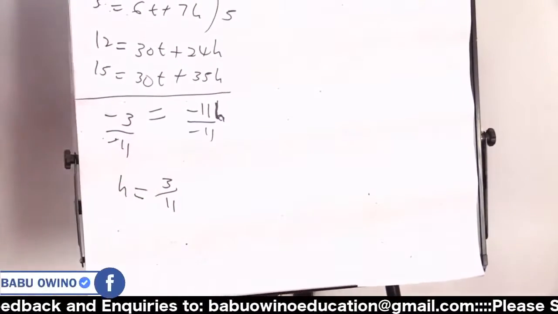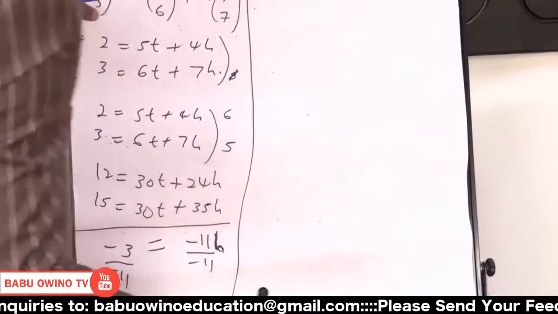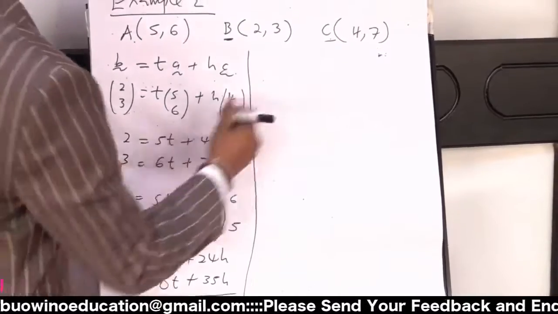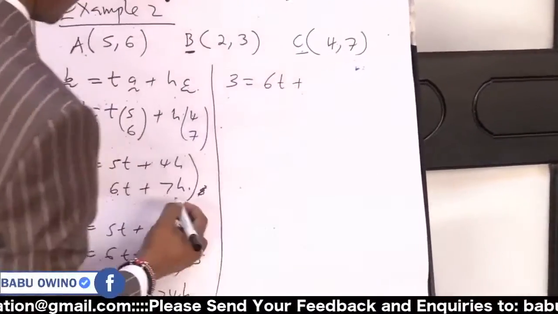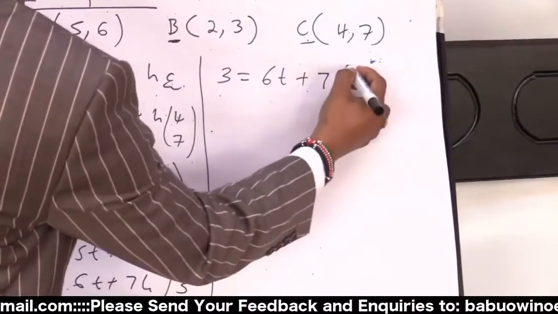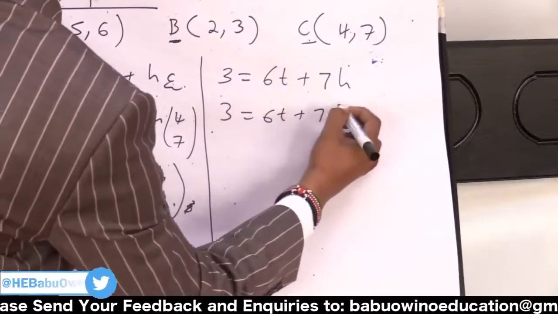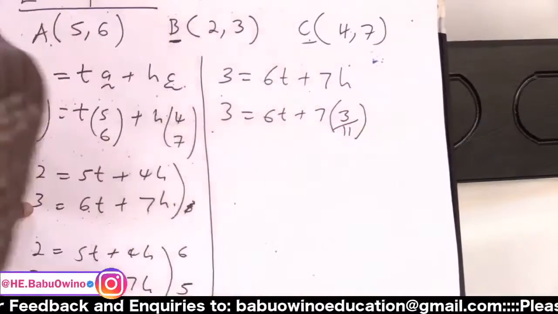So when H is 3 over 11, get the value of T. So you come and substitute it here. So 3 equals 6T plus 7H, but our H is 3 over 11.